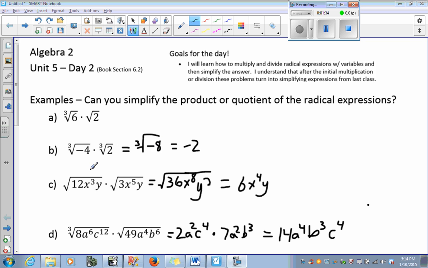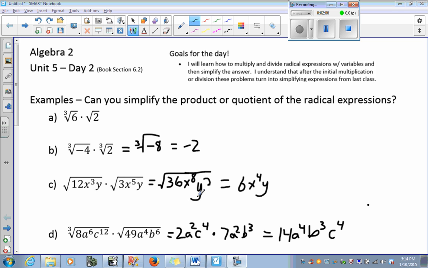C, we have the square root of 12x cubed y times the square root of 3x to the 5th y. These are both square roots for the index. Since they're both the same, we can multiply them, so we simply multiply what's under the radical signs, which gives us 12 times 3 is 36, x cubed times x to the 5th is x to the 8th, y times y is y squared, so we have the square root of 36 x to the 8th y squared.